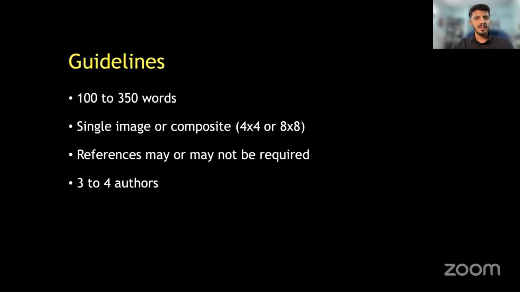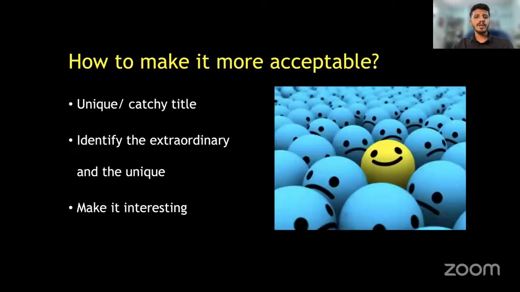By a composite image, I mean that it has multiple components. References may or may not be required, and authorship is usually restricted to 3 to 4 authors. So how do you make your ophthalmic image or photo essay more acceptable?